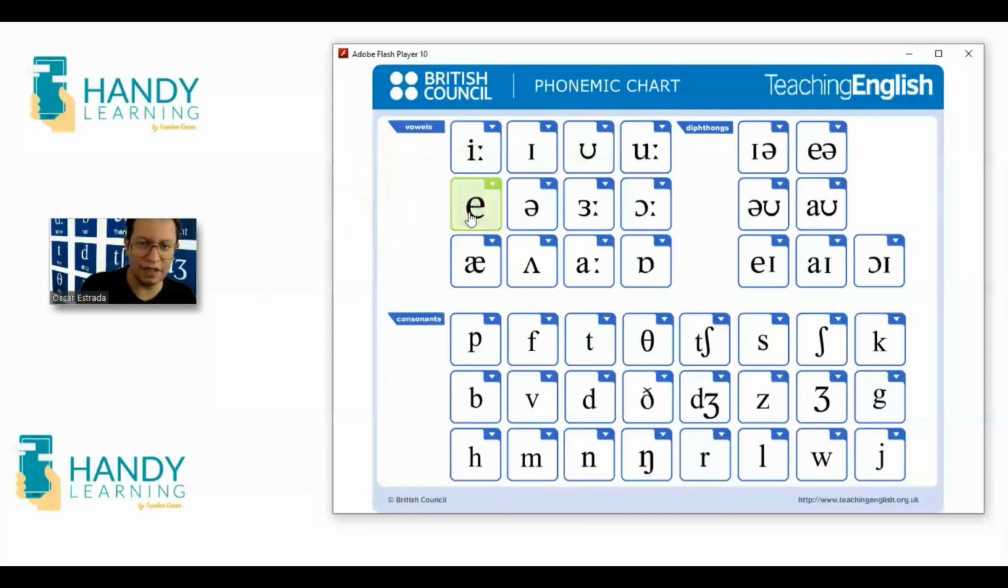This is the same sound that we have in Spanish for the letter E. This is the schwa sound. Let's listen to the examples. Teacher. Observer. About. Two sounds. Can you see?